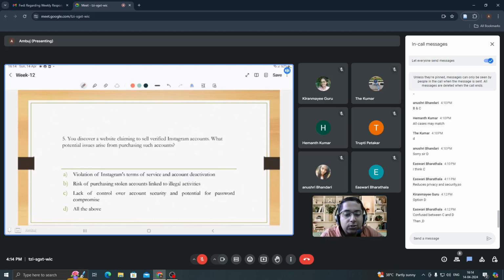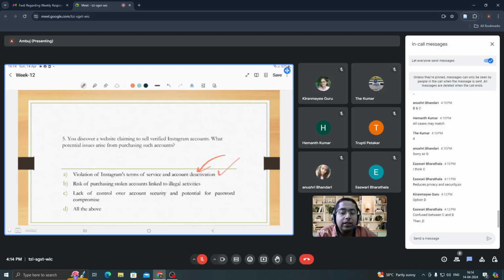See, violation of Instagram's terms and service and account deactivation. Yeah, definitely. Violation of any social media platform: if I am building it and I am allowing you to sell verified Instagram accounts or anything like that, it would be a violation of my terms of service. Very basic nominal condition is this only. It can lead to account deactivation also. So option A would be correct.